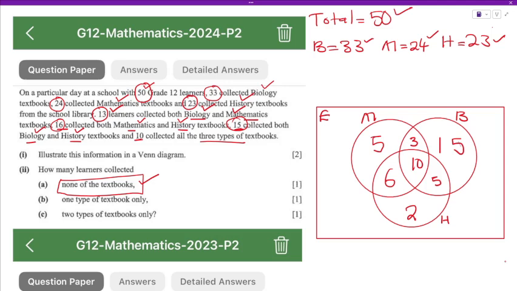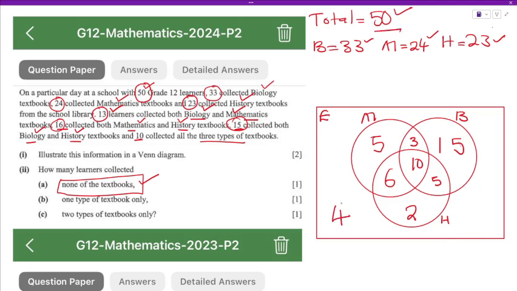So we're going to say 5 plus 3 plus 10 plus 6. I'm in mathematics. 5 plus 3 plus 10 plus 6. I'm done with mathematics. Then I go to biology, 15 and 5 there, plus 15 plus 5 plus the 2 there in history. That gives me 46 learners. But the total said 50 learners at this school. So meaning the remainder to make it 50 goes out here. Such that when you add now everything inside the Venn diagram, what are you getting?